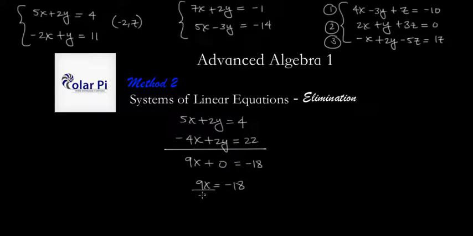Dividing by 9 on both sides, we find that x is equal to -18 divided by 9, which is -2. Cool. That's what we found x to be. And now to find y, replace x here with a -2 and then use this first equation to solve for y. Or replace x here with a -2 and use this second equation to solve for y, which I think is the easiest.